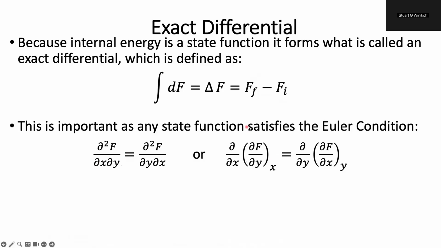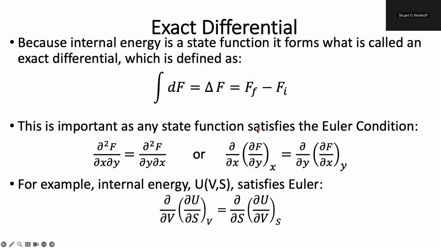And this is a very nice feature, especially considering that, hey, we're dealing with a lot of multivariate state functions. So let's take a look at our internal energy. So we know that internal energy varies as a function of volume and entropy. Well, what this means is I can go ahead and do the derivative with respect to entropy under constant volume, and then do the derivative with respect to volume. Or if it's easier, I can do the derivative with respect to volume, keeping entropy constant, and then do the derivative with respect to entropy.